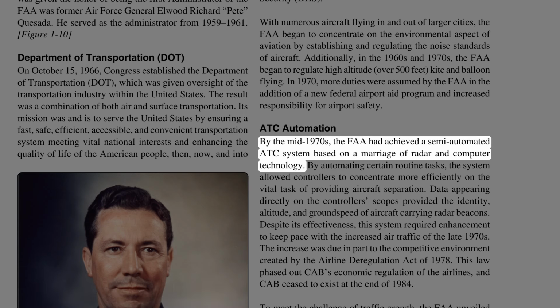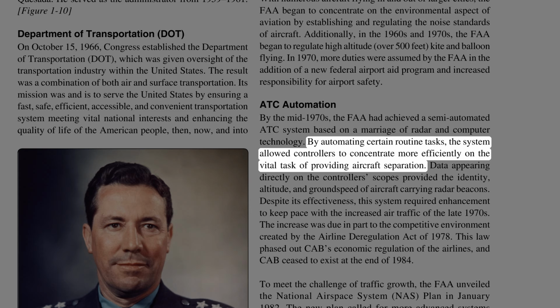ATC automation. By the mid-1970s, the FAA had achieved a semi-automated ATC system based on a marriage of radar and computer technology. By automating certain routine tasks, the system allowed controllers to concentrate more efficiently on the vital task of providing aircraft separation.